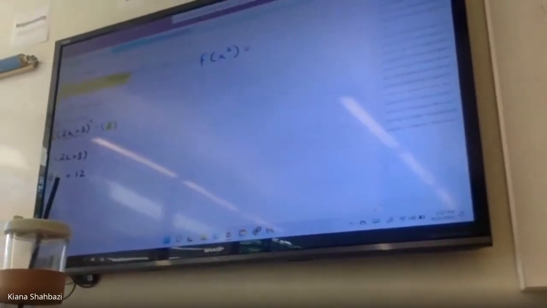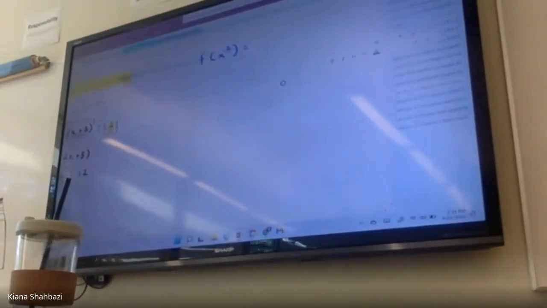If I give you something like f of x squared, and I ask you to find the derivative, this one's a bit weird, because this is now the outside function, and this is now your inside function.